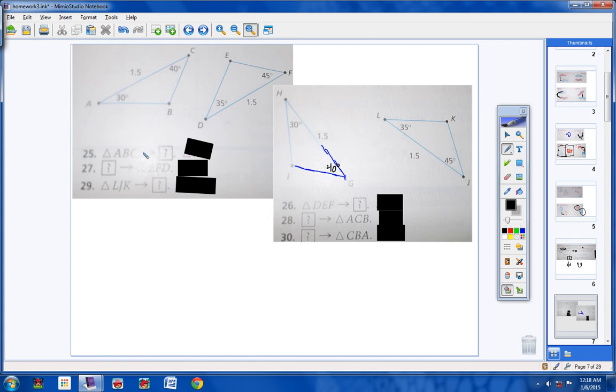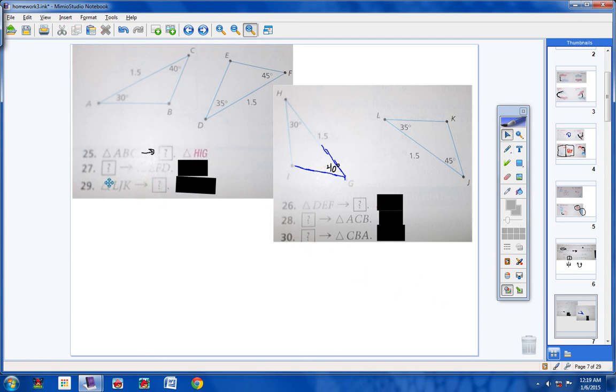Now this arrow here means mapped onto. So ABC is mapped onto what triangle? Well, notice ABC. So 30 blank 40. So look for a triangle. It's 30 blank 40. So H-I-G. These are really easy.